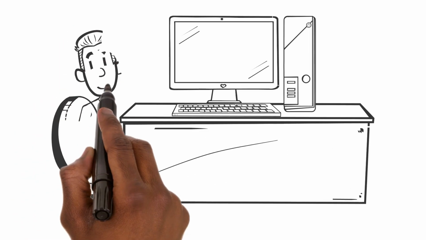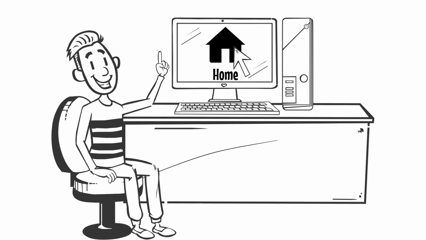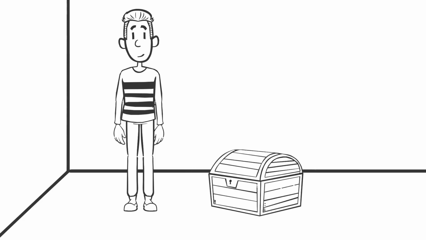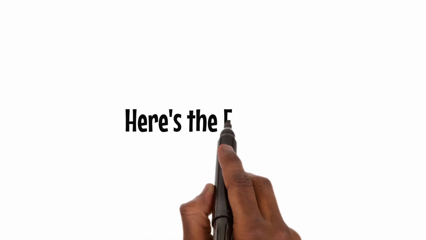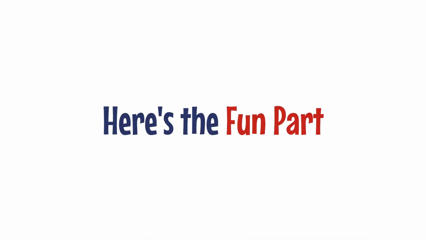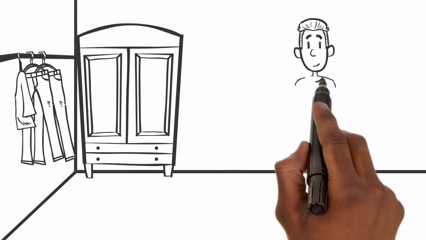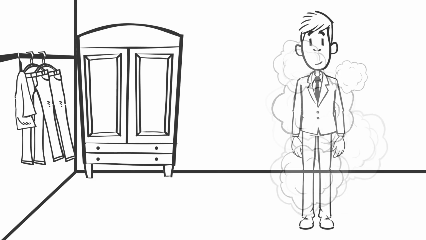Imagine you're in front of your computer, opening Excel. Click on the Home tab. You've just unlocked a treasure chest of formatting options. Here's the fun part, you can make your text big or small, change its color, and even give it a fancy angle. Remember, it's all about expressing yourself, just like picking out the coolest outfit to wear.